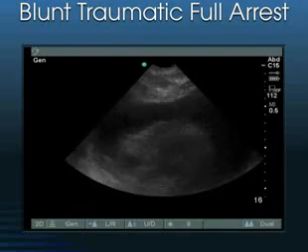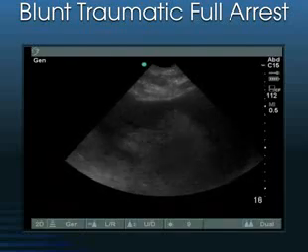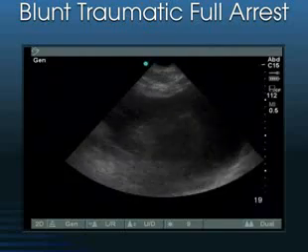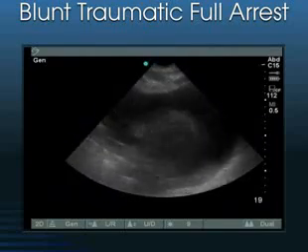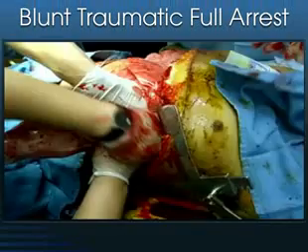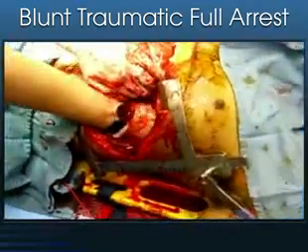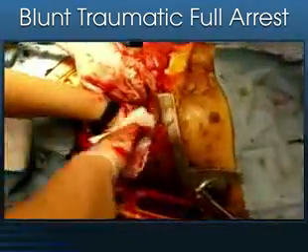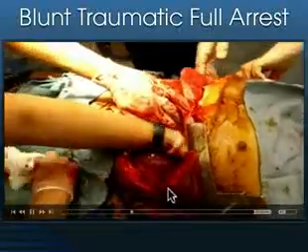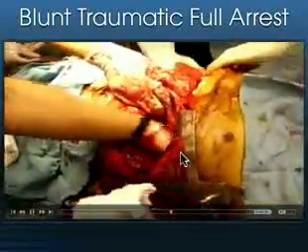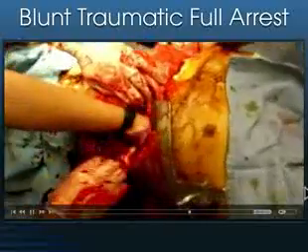And so what's the next step in the trauma bay when we have somebody who's got blunt traumatic full arrest with pericardial tamponade? Well, the next step in the trauma bay is not to do a pericardiocentesis, but rather do this, which is a thoracotomy. And so we did. We cut the patient open, and then we used the rib spreaders to spread apart the ribs, and we get all these clots out of the chest and out of the pericardium as well.